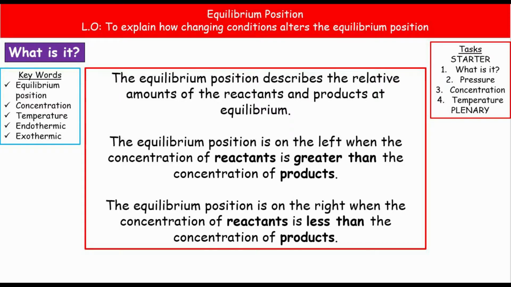So if you try and imagine it, kind of like a sliding scale, so you've got reactants on the left and products on the right, and then the equilibrium position is like this little marker that floats between them. So that if we've got a greater concentration of reactants, then the equilibrium position marker is going to be sliding towards the left. Whereas if we've got a greater concentration of the products, then it slides more towards the right. So make sure you've got those 3 points written in your book. I'll leave them up for a couple more minutes to give you a chance to get those written down.